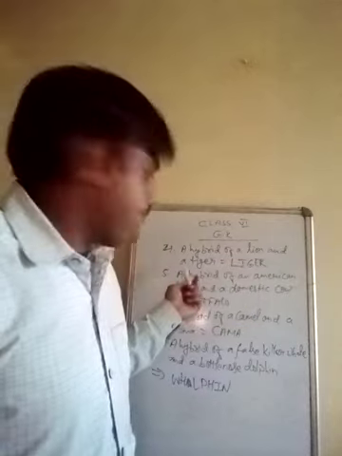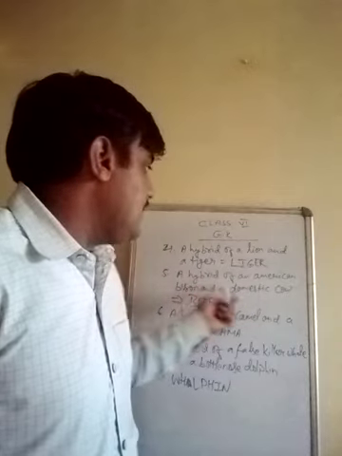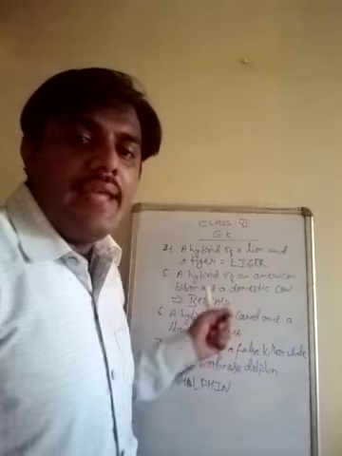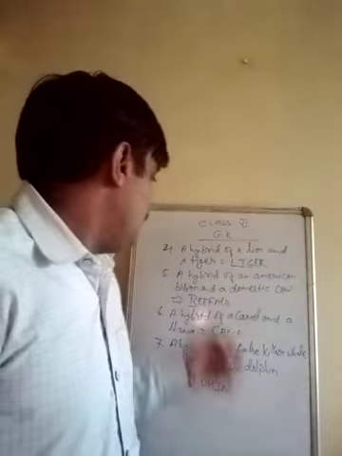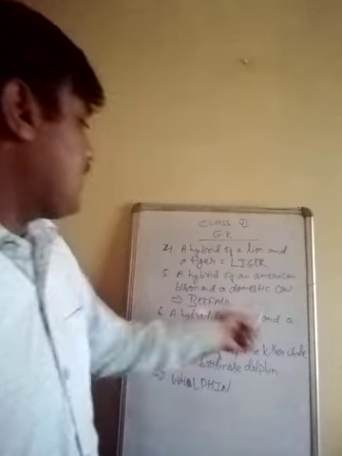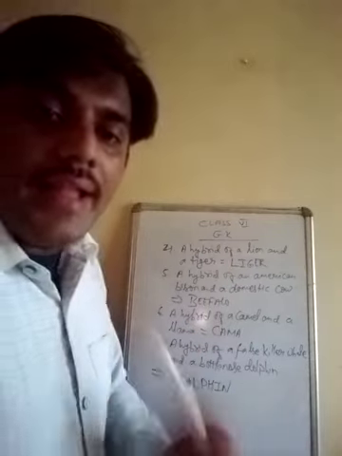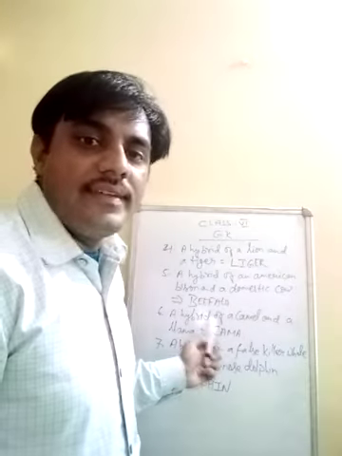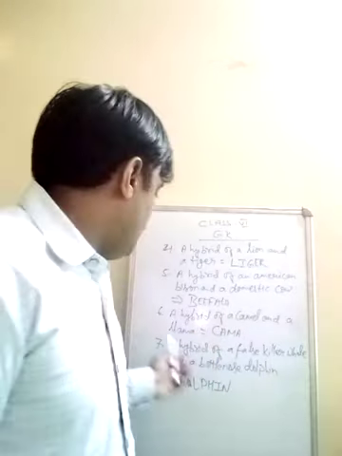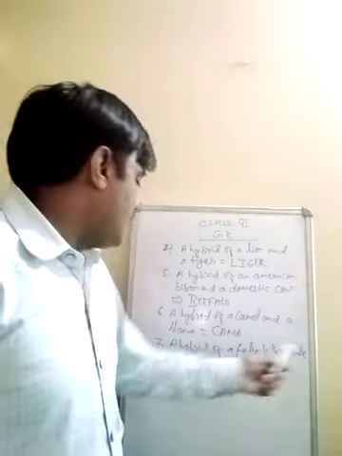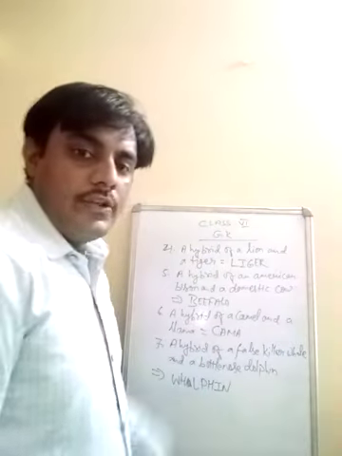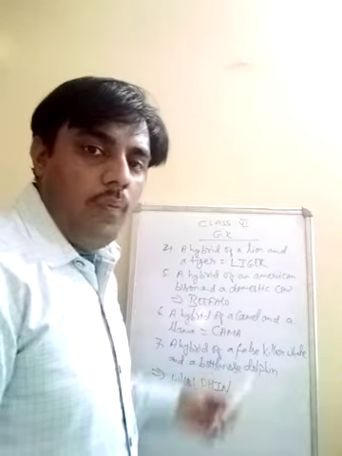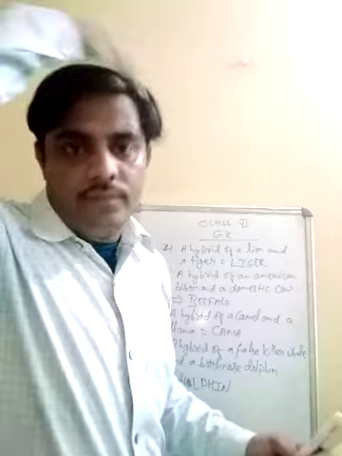Then you have number five, a hybrid of an American bison and a domestic cow. Your answer is beefalo, B-E-E-F-A-L-O, beefalo. Then number six, a hybrid of a camel and a llama. Llama, double L-A-M-A, llama. Okay, hybrid of a camel and a llama. Your answer is Cama, C-A-M-A, Cama. And number seven, a hybrid of a false killer whale and a bottlenose dolphin. Your answer is Wolfin, W-H-O-L-P-H-I-N, Wolfin.